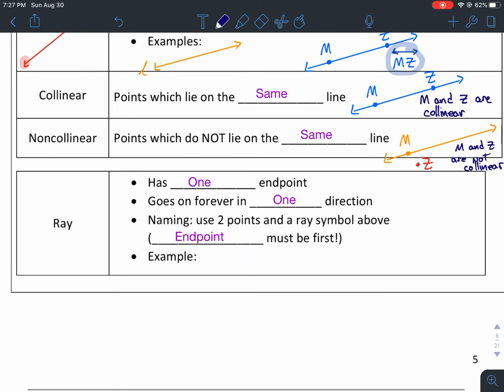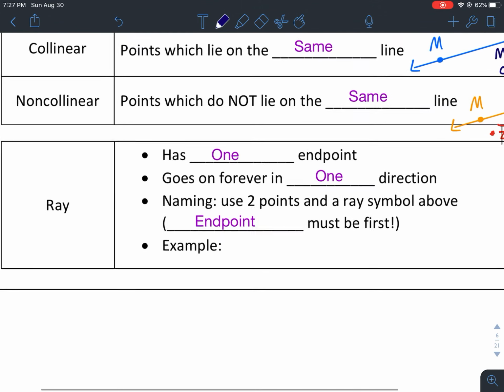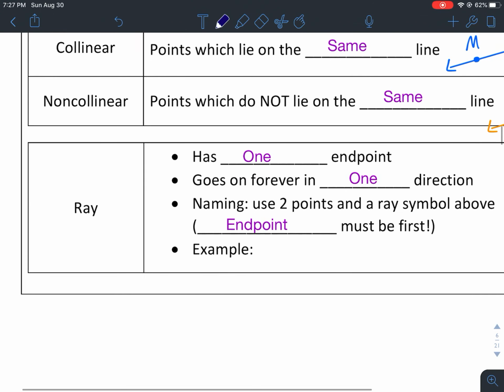And the last term, ray. A ray has one endpoint. Let me first start off by showing you a picture of a ray. It has an endpoint followed by a line and an arrow at the end. That's a ray. Just like it was stated, it has one endpoint and it goes forever in one direction.